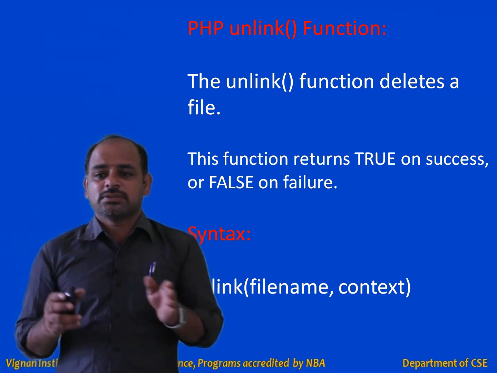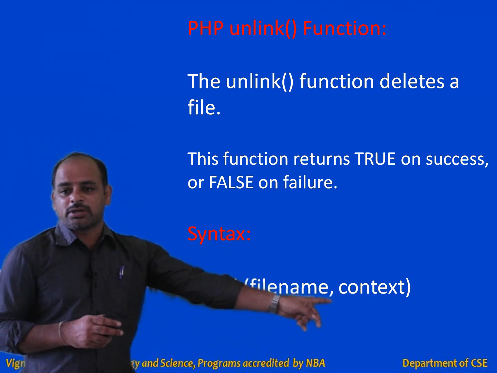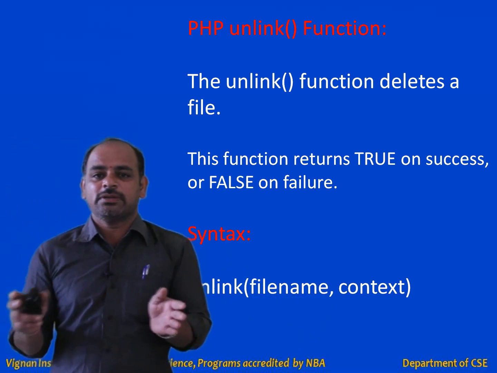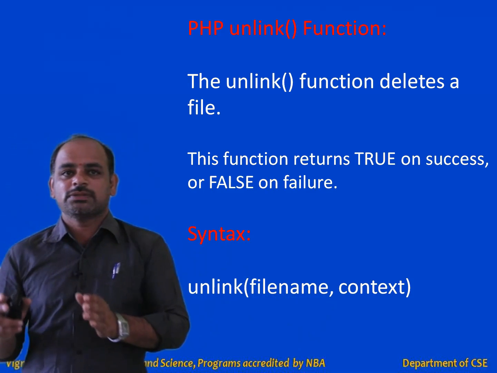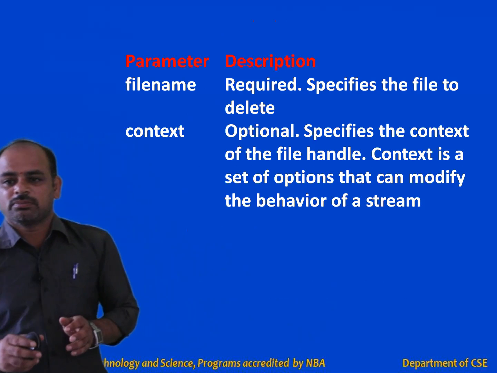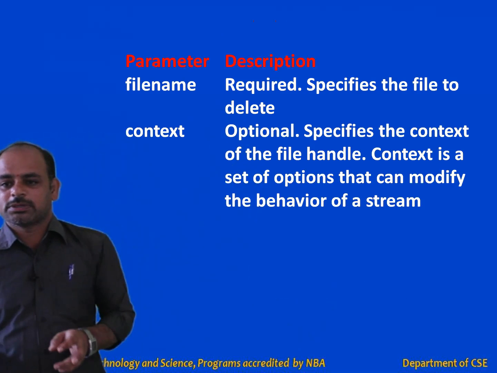In this you have to pass two parameters: unlink takes the file name which is to be deleted, and a context can also be specified here. If the file is deleted successfully, it returns a boolean value true, otherwise it returns a boolean value false. Again, the file name is required and the context is an optional parameter.